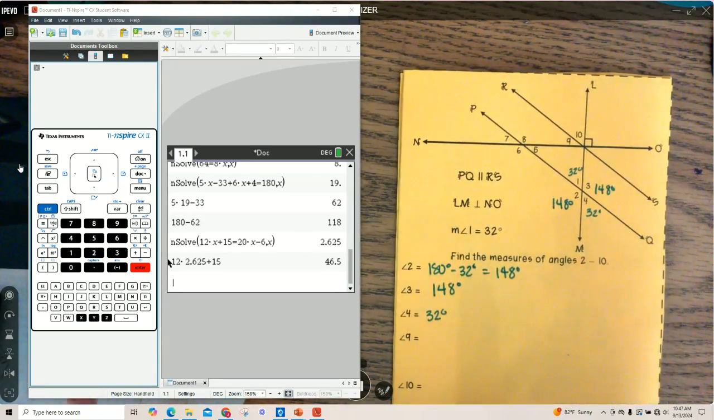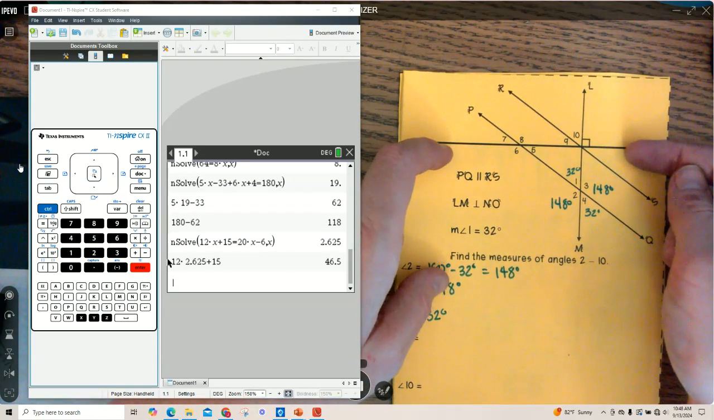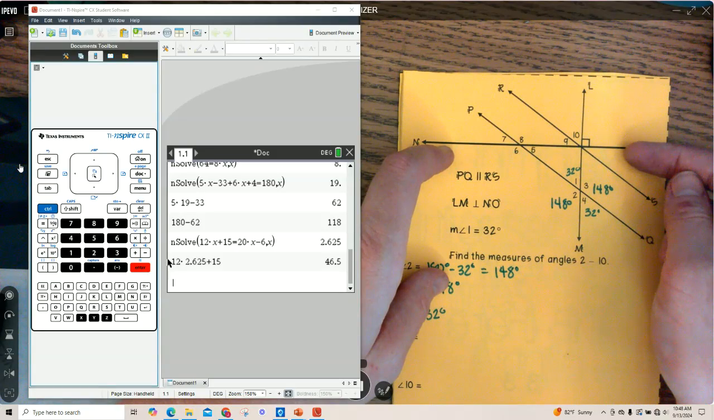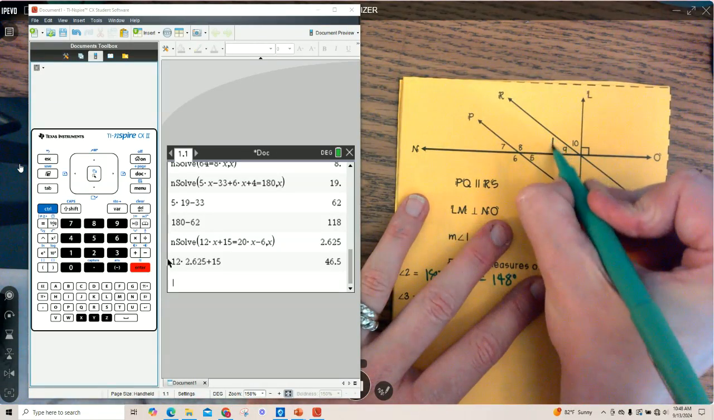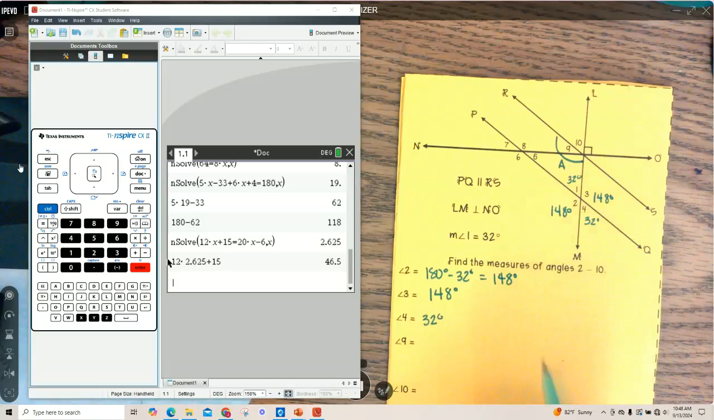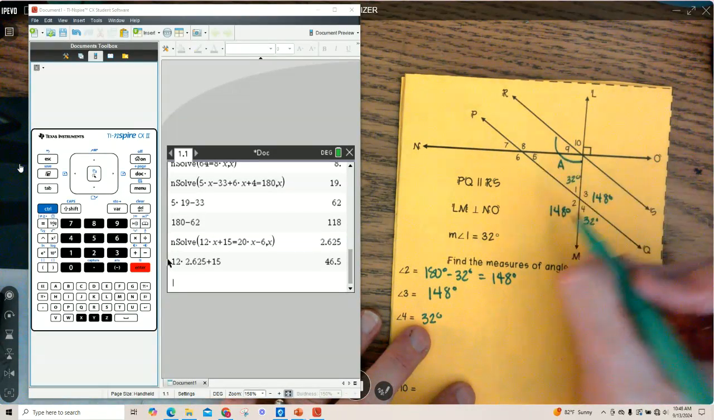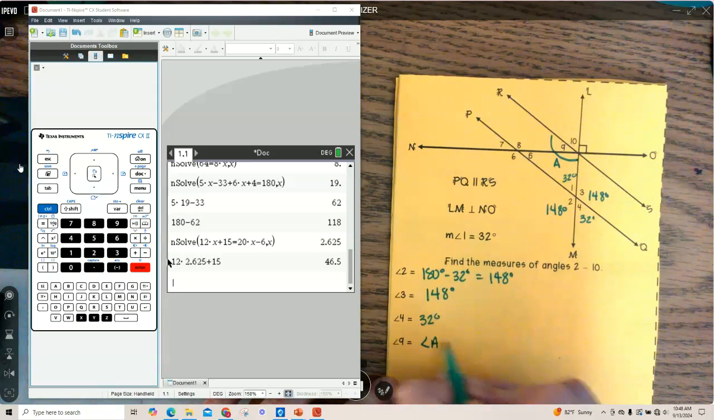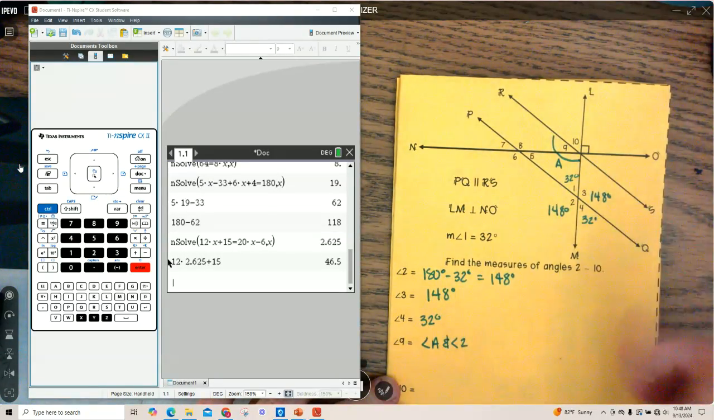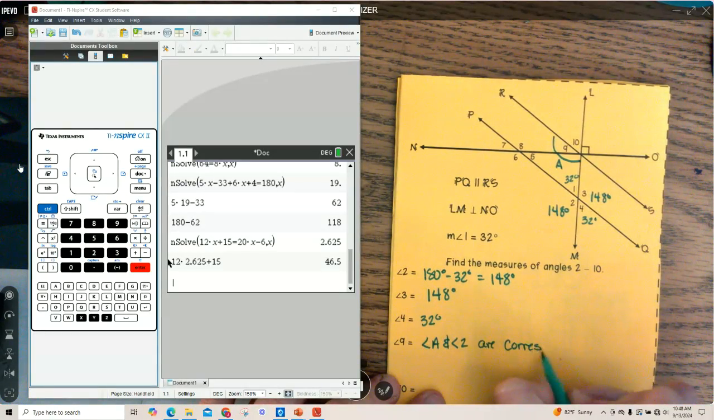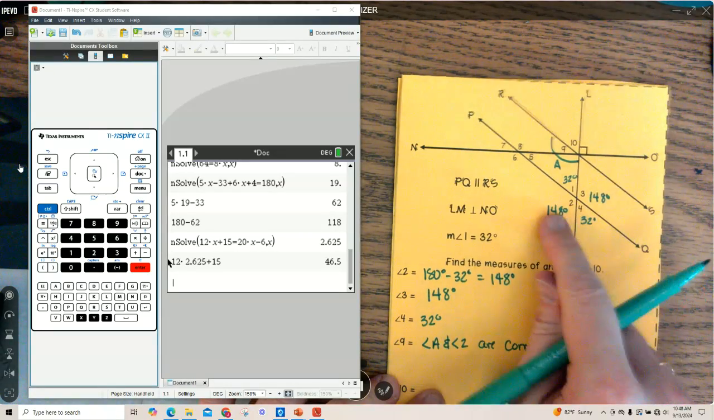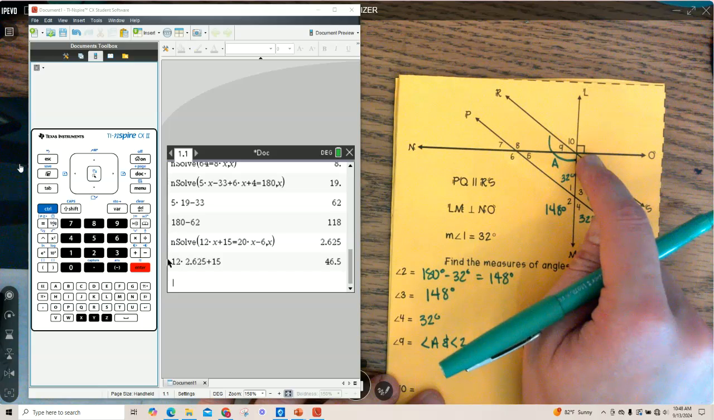Okay, it jumps to 9. So here's what we know. Let's ignore this line. Okay, this big angle right here, let's name this angle A. Angle A and angle 2, again ignoring NO, are corresponding angles. So if this is 148 degrees, this big thing is 148 degrees.